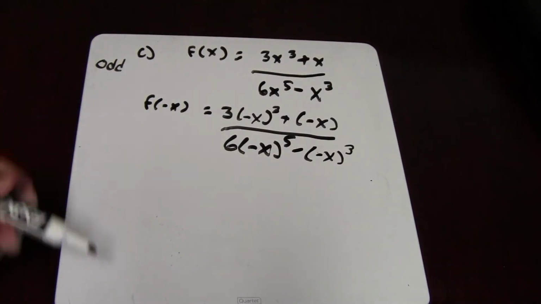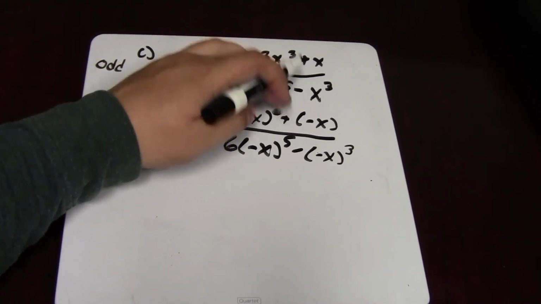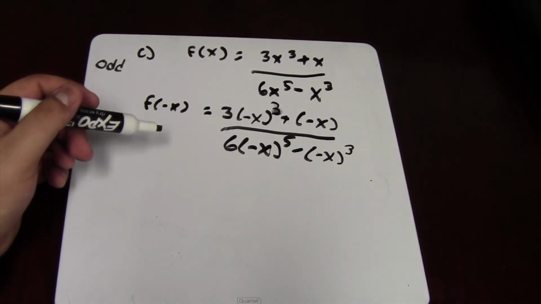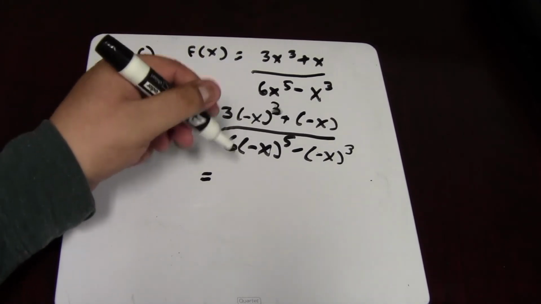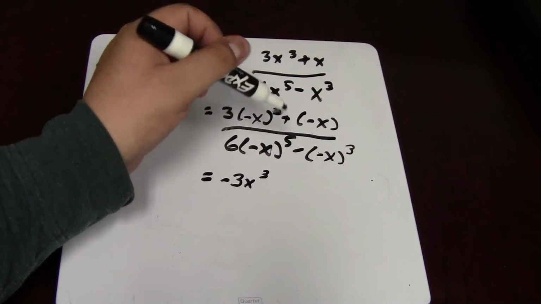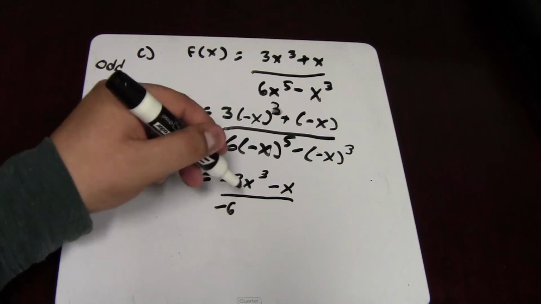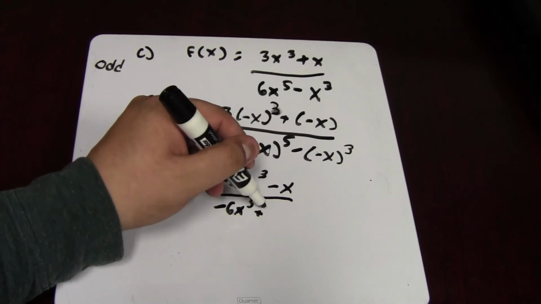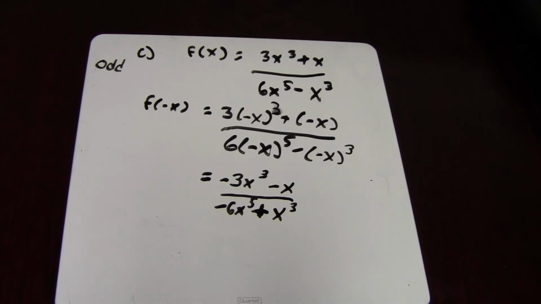Okay, now that that's done, let's take care of these negative signs and see what happens to them. Well, as stated earlier, all of these exponents are odd, which means we're going to keep this negative sign. So in the numerator, we would have negative 3x cubed minus x over, this is going to be minus 6x to the fifth. And we have a minus here and another minus, so that's now plus. Remember, we're doing this because the exponents are odd. If they were even, we would do something different.